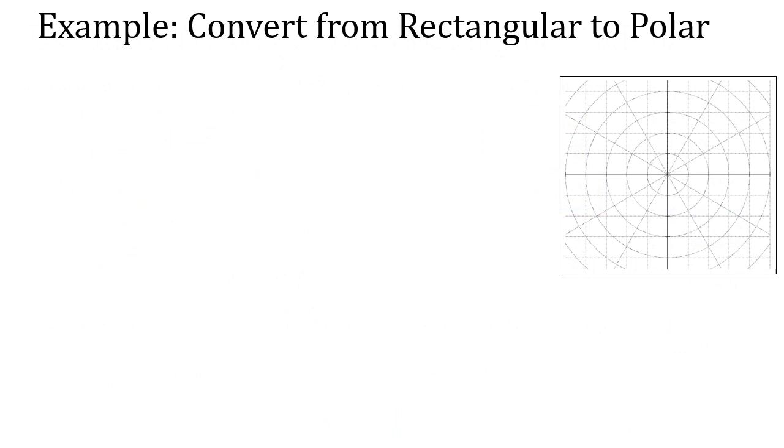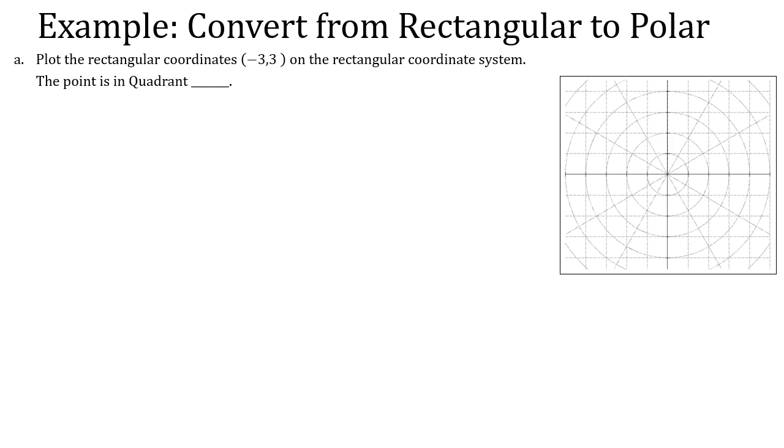Now let's take a look at an example similar to what we've looked at before, but taking it really step by step to make sure that we understand it. Step 1, plot the rectangular coordinate (-3, 3) on the rectangular coordinate system. And this point is in which quadrant?